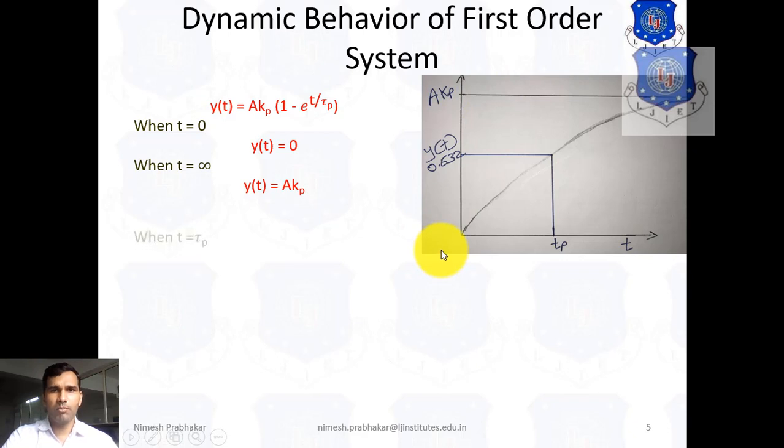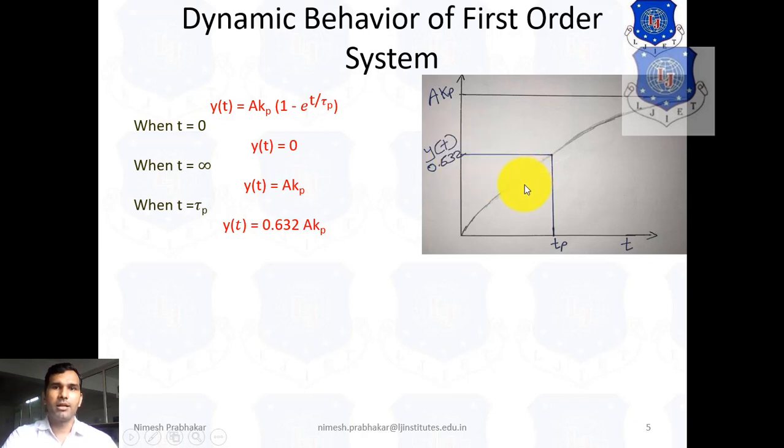Now, to get the behavior of the response, in this equation we put t equals tau p. So instead of t here we put tau p. At that time tau p cancels, so e raised to minus 1. So we know the value of e, and by putting that value, we get y of t is equal to 0.632 a kp. That means this is the 0.632 value of y of t.